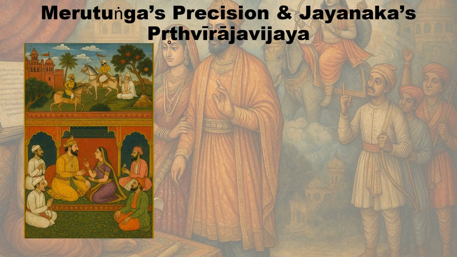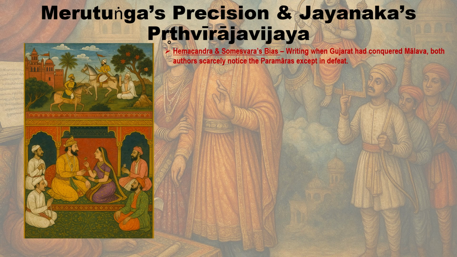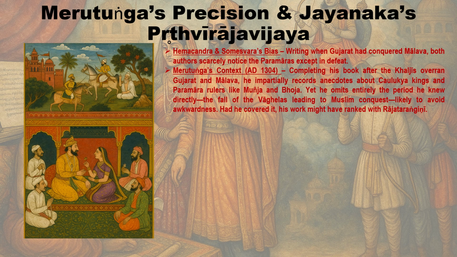Merutunga's precision and Jayanaka's Prithviraja Vijaya. Hemchandra and Someswara's bias: when writing Gujarat's history, they wrote that Gujarat had conquered Malava. Both authors scarcely notice the Paramaras except in defeat.